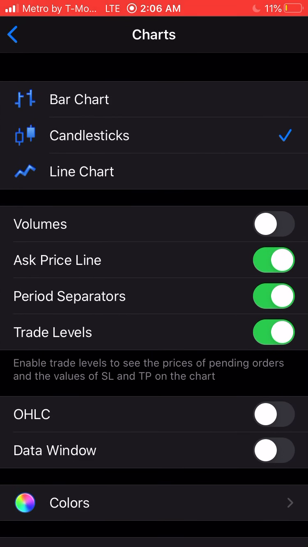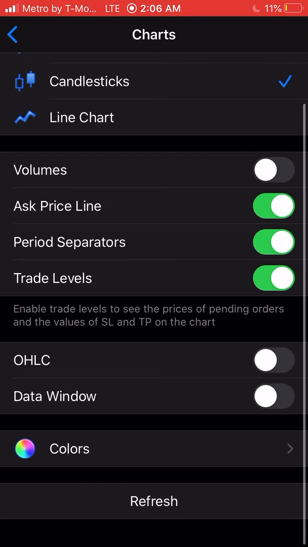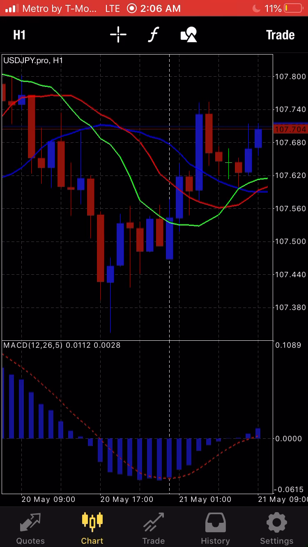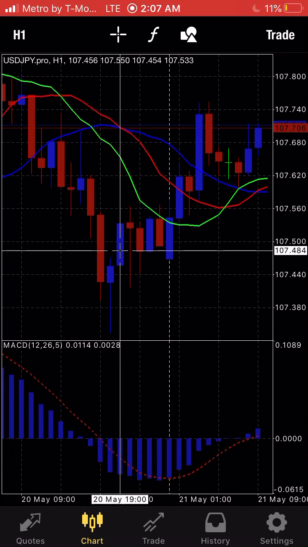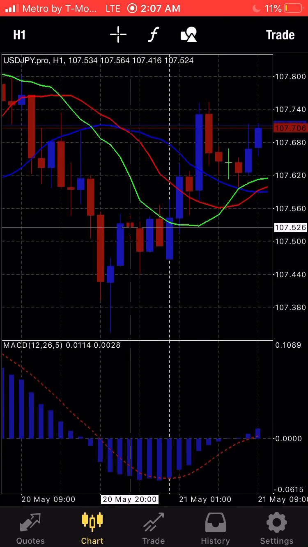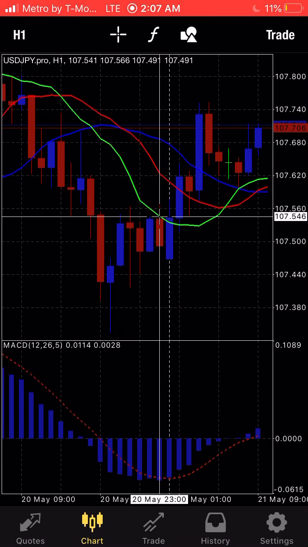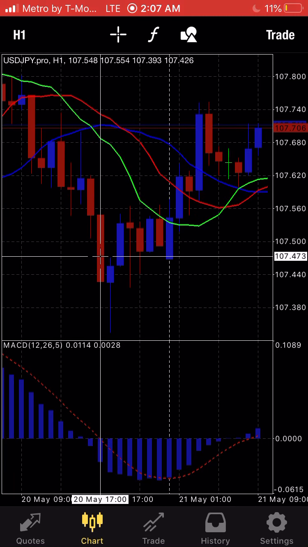If you want to copy this down with your own settings on your MetaTrader 4, I have my candlesticks checked, volume not pressed. I have ask price line, period separators, and trade levels all pressed. The colors on my chart that you guys see right here, the colors of the candlesticks, which is the red and the blue, below the USD JPY, the whole chart right there, all these are called candlesticks. Here, as you can see, that's a blue candlestick, that's a red candlestick, a blue candlestick. All these are called candlesticks.